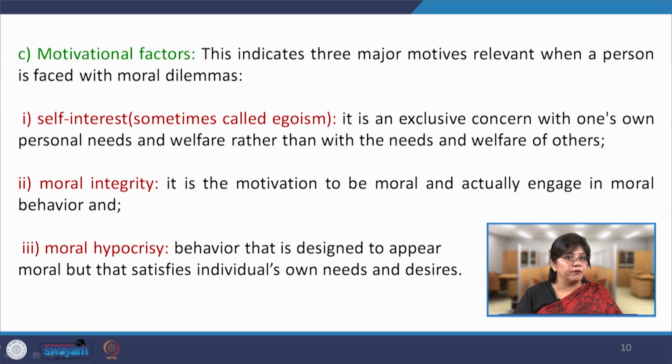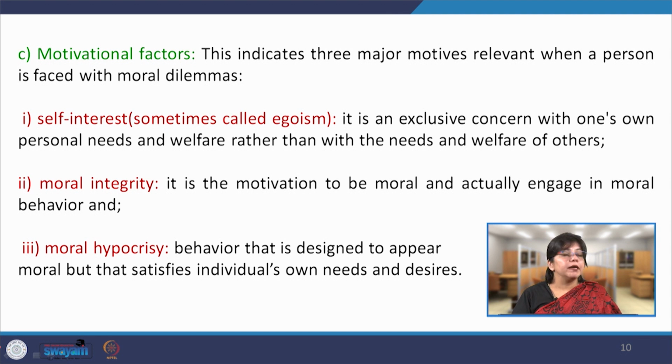The person is completely egoistic while engaged in egoism, talking about his own interest and not thinking about the other person's welfare. The other is moral integrity. It is the motivation to be moral and actually engage in moral behavior. That means it is personal responsibility to engage in moral acts of helping, that I should help because the person needs help and the person is morally correct, and that moral help has to be extended to that person. So, this is moral integrity.